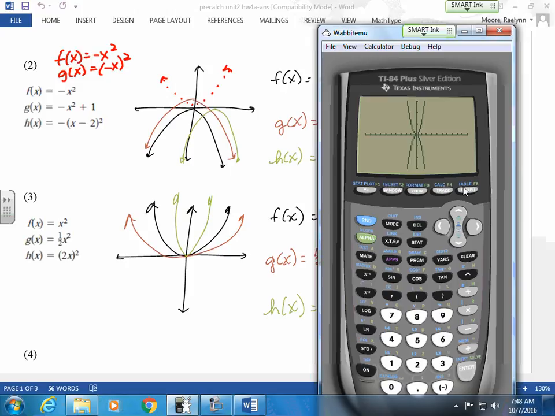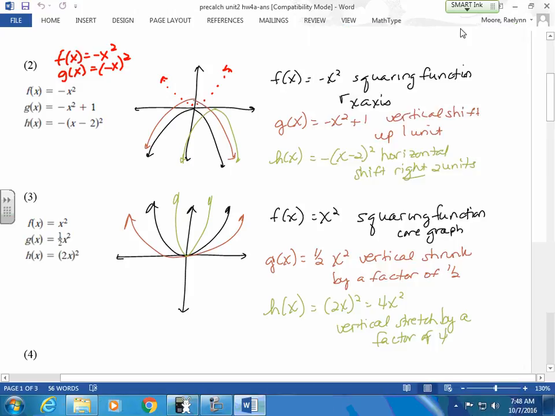Don't get confused with squaring that negative. It's still a reflection first, because you're going to start with your order of operations. So don't get confused with, oh, I'll square it, make it a positive, then you got rid of your negative. It's a reflection first. So you can see it off of your calculator. Just something to throw out there.